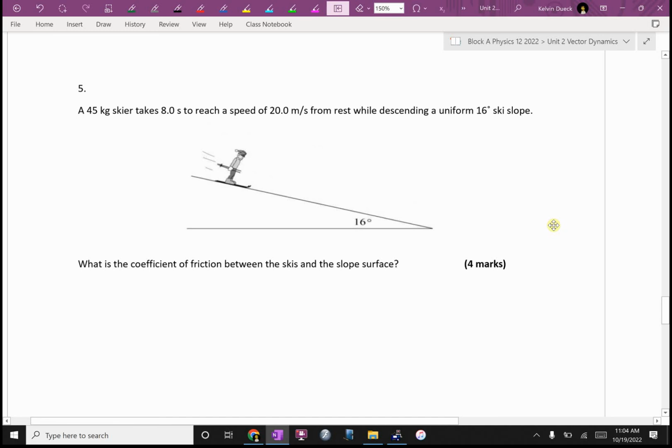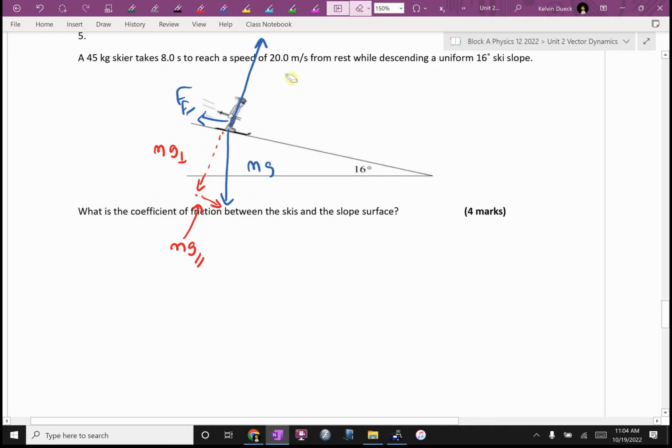Oh, skiing. Free body diagram. MG. MG perpendicular. MG parallel. Normal force. And it wants me to find the coefficient of friction, so there is friction. I'm pretty sure friction is that way. Who's winning? It looks like we're speeding up from rest, so I'm pretty sure MG parallel is winning. Friction is losing. That equals MA.